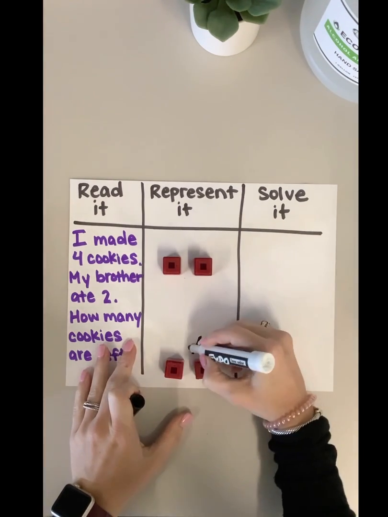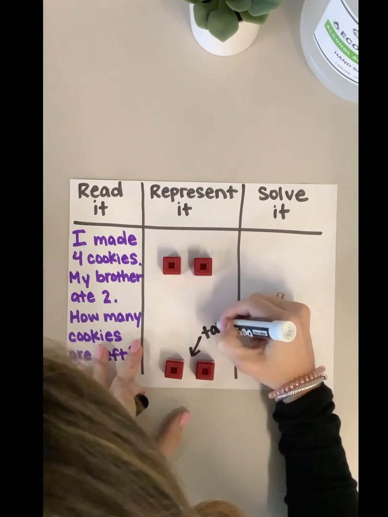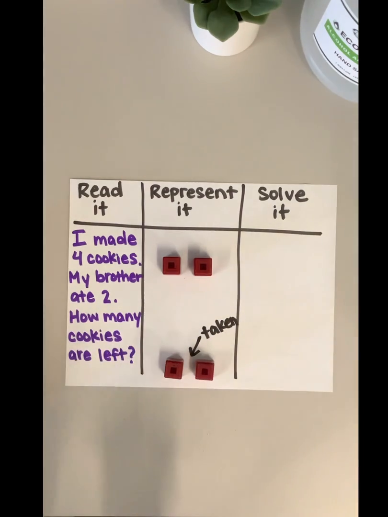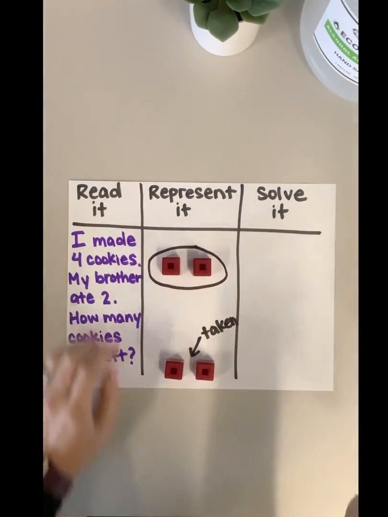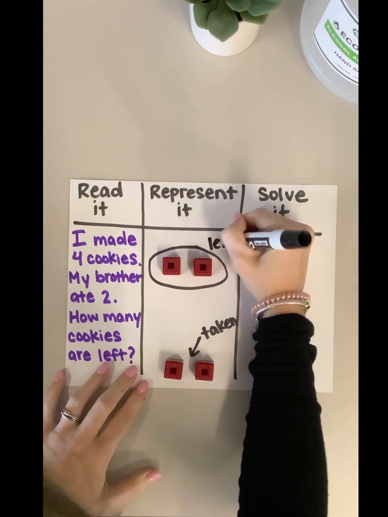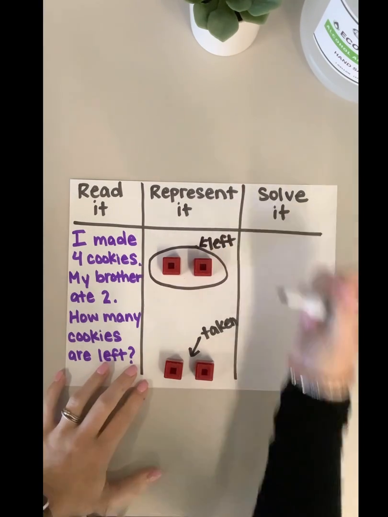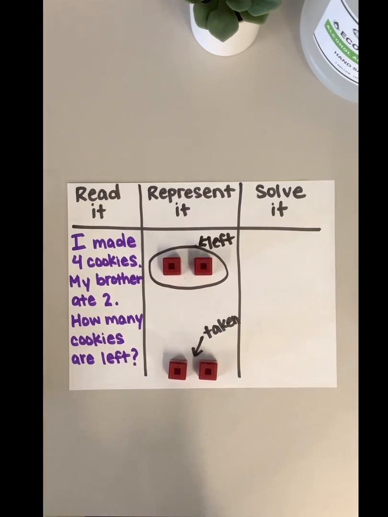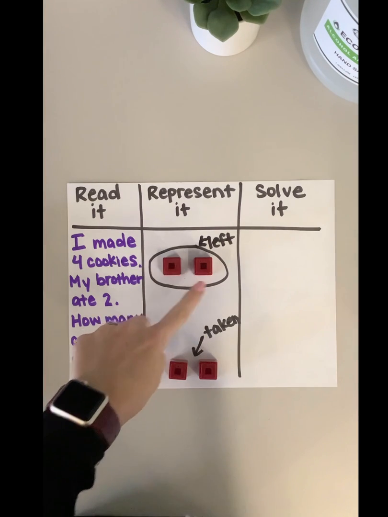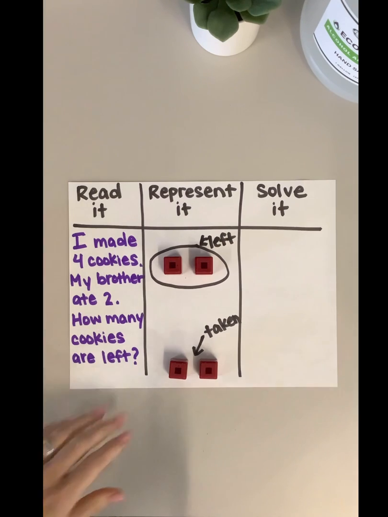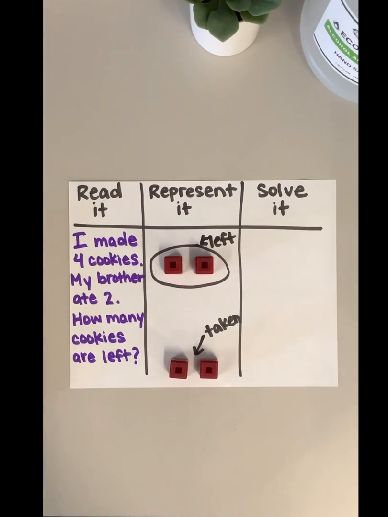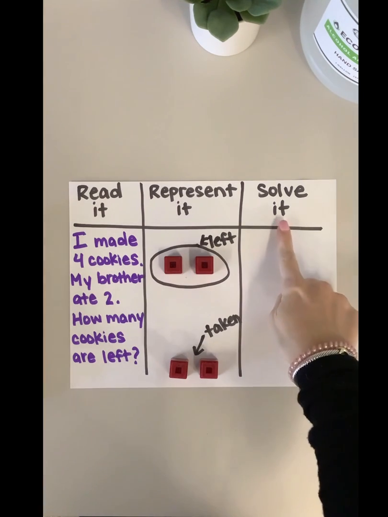These are the cookies that were taken. I'm going to label my picture. And these are the ones that are left. How many cookies are left? Well, I know that these are the only ones left because my 2 were taken. So let's see how many were left. 1, 2. Okay, so I know that there were only 2 left. I represented my picture with my math tools. Let's go on to the last step.